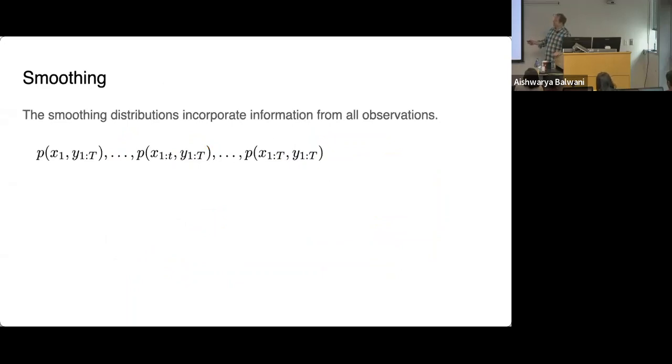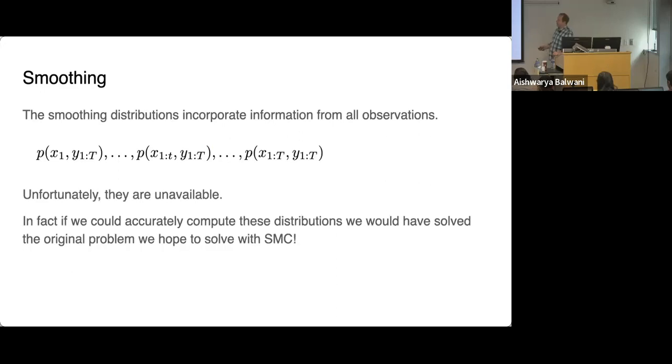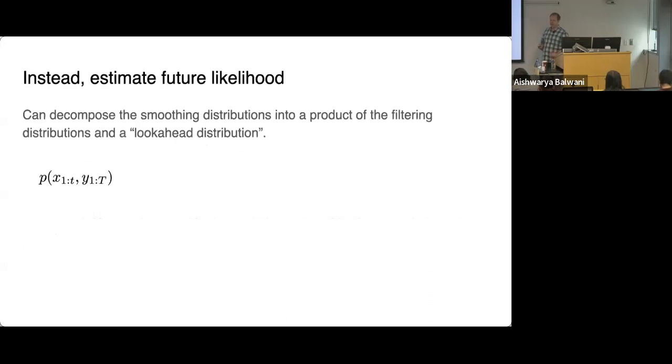So the smoothing distributions are the distributions over x1 through t given y1 through n. So the data at time 1 and all the observations, including the future observations. Now, if we could target our particles to these smoothing distributions, that would be great, but unfortunately, they're not available to us. In fact, if we had these distributions, then we wouldn't have done SMC in the first place, because we'd basically be done. We would just sample from these directly. So these are the things that we would like to target our SMC sweeps toward, but we don't have them.